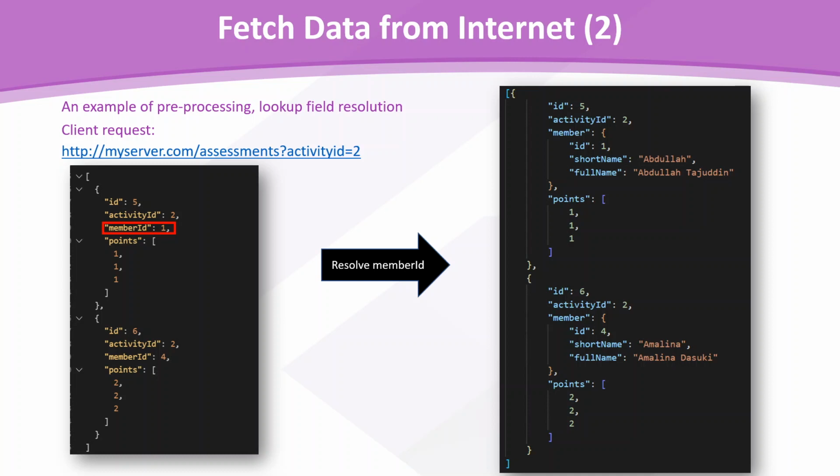So the process we need to do for that, we call it lookup field resolution, whereby we want to resolve the lookup ID into the detailed information. So something like member ID here, we need to expand it to the member object. The same goes for the remaining fields. We also need to resolve them into the details. So this is what we call lookup resolution.